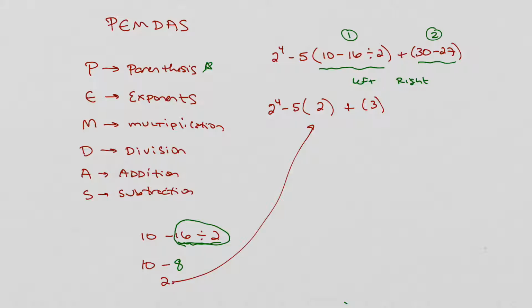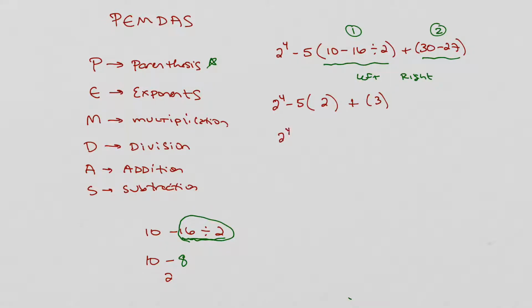Okay, so here's where we are now. I have 2 to the 4th minus 5 times 2 plus 3. So what I still have here is an exponent, a subtraction, a multiplication, and an addition problem. According to the rules, we don't have any parentheses, because everything's simplified inside. That's just 5 times 2. So the next level is exponents, so I'm going to handle this part first.